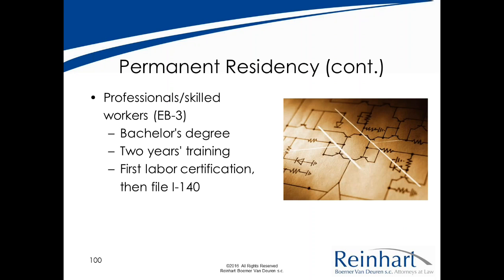The professional, which is the most common, this is your average engineer, IT person, scientist. That's a job that requires a bachelor's degree and less than 5 years experience. There's also another little category under that where you just need 2 years of training, but both of those will fall into this EB3 category. This is where you have to show that there's no U.S. workers to fill the position before you can file the petition to give the person their green card. And that process of showing there's no U.S. workers is called labor certification.